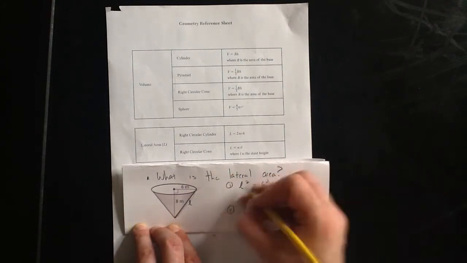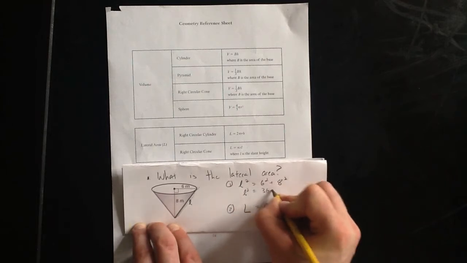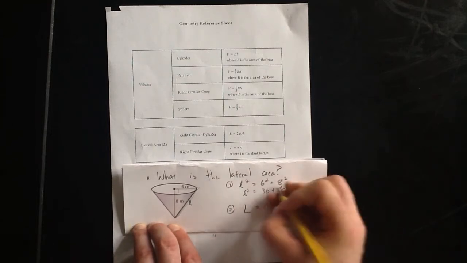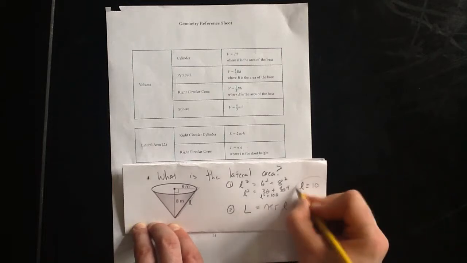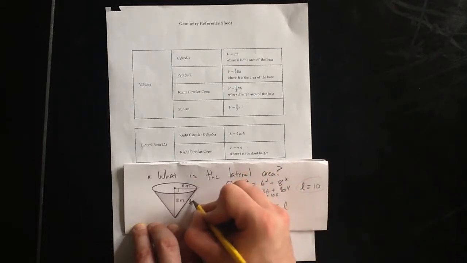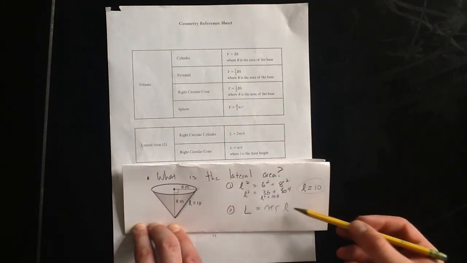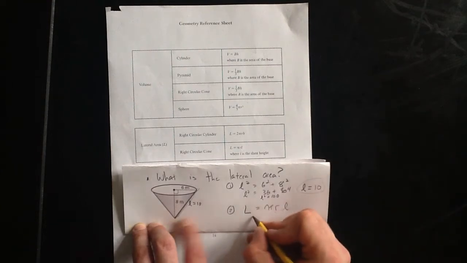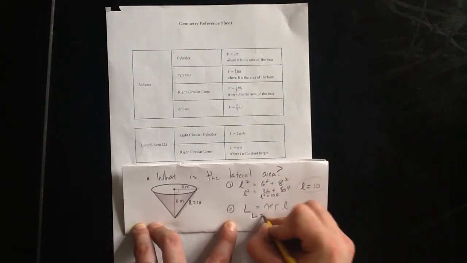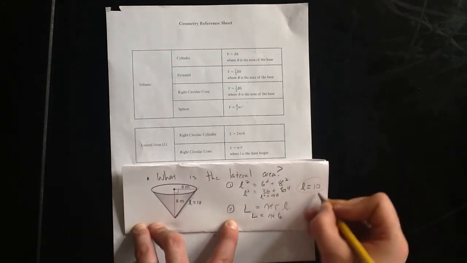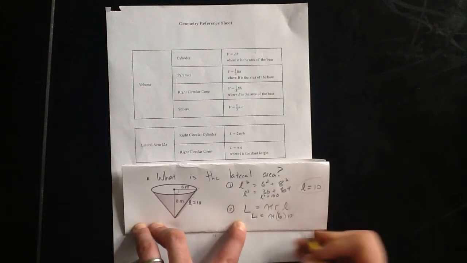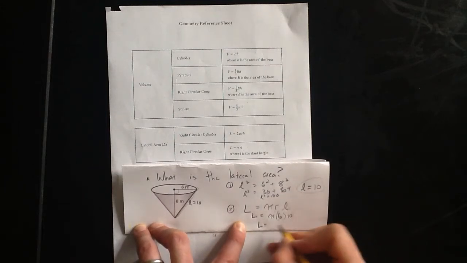So we have a right triangle here. So L squared is going to equal 36 plus 64. L squared will equal 100. So that means that L equals 10. 10 times 10, 100. Now we have enough information to use this formula. So capital L, which is the lateral area, equals pi times the radius, which is 6, times the slant height, which is 10. 6 times 10, 60.